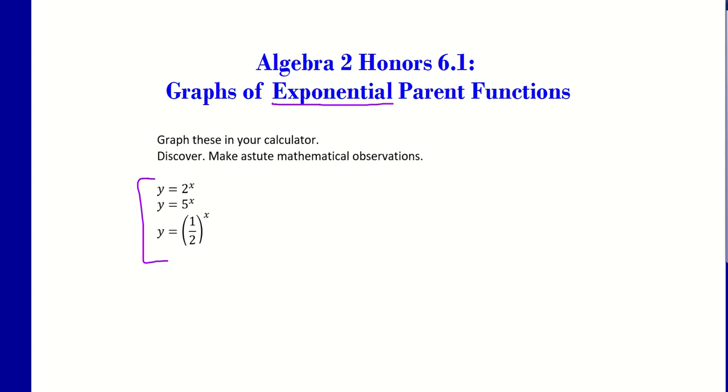So if you have a graphing calculator, or you can use an online platform as well, to get just a basic idea of these graphs, pause the video perhaps and graph those, compare them with each other and see if you can make any observations. And then we're going to talk about them in just a sec.